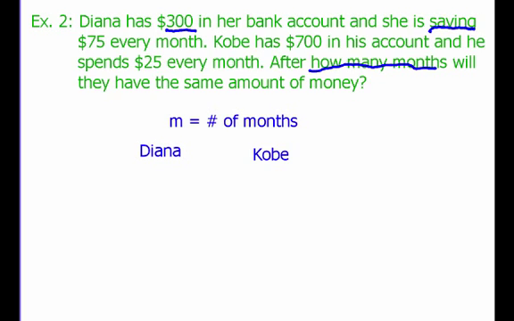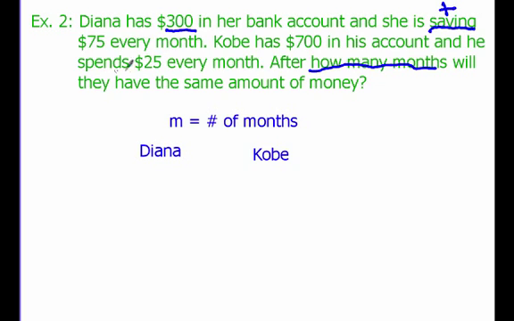So we need to think, saving, is that adding money to her account or is that subtracting money from her account? Well, if she's saving, that means every month she's putting more money into her account. So that is going to be adding to her account. It's going to be a plus sign.